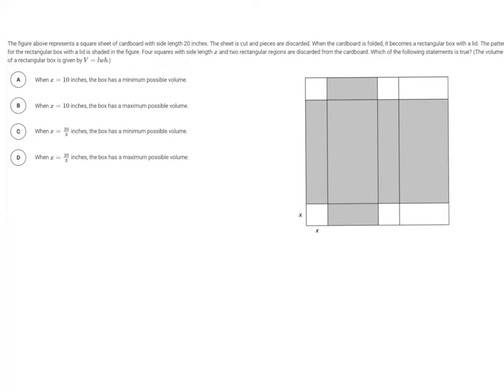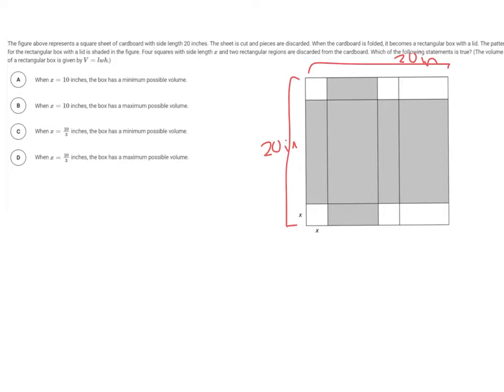So here we have what I would consider to be a very challenging optimization problem. It says that the figure above, actually it's to the side, represents a square sheet of cardboard with a side length of 20 inches. So the first thing that we know is that this side is 20 inches and this side is 20 inches. It's going to help us in just a minute. Then they're going to cut out the white pieces there and use the shaded regions of this cardboard to fold into a box that has a lid.